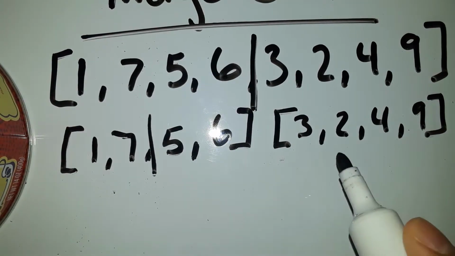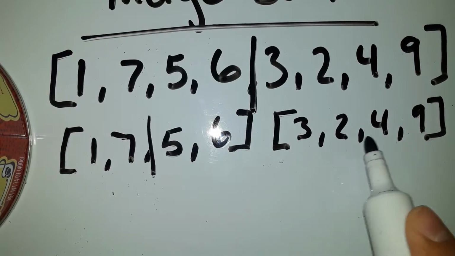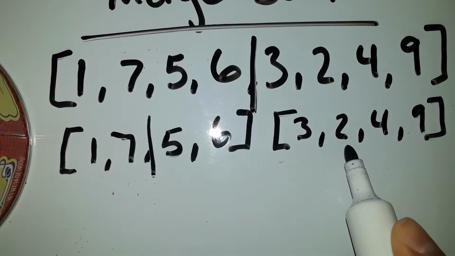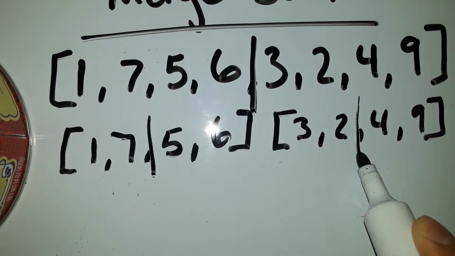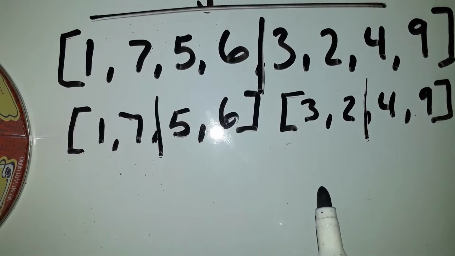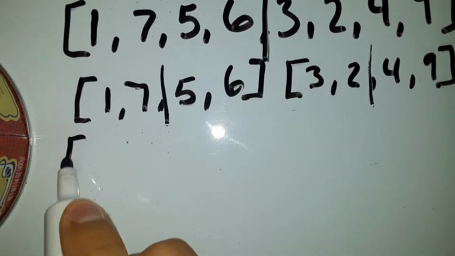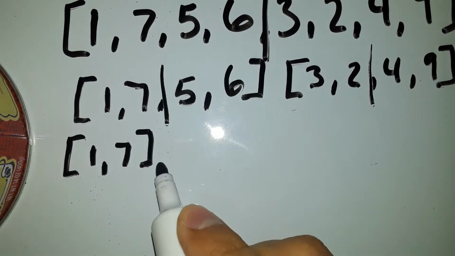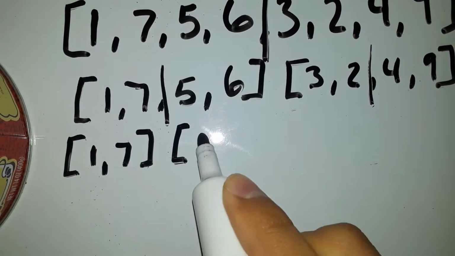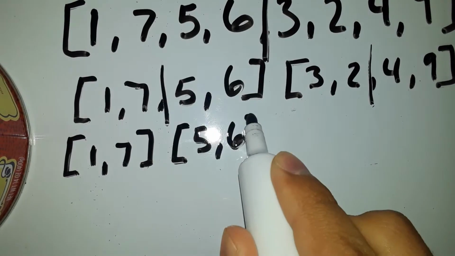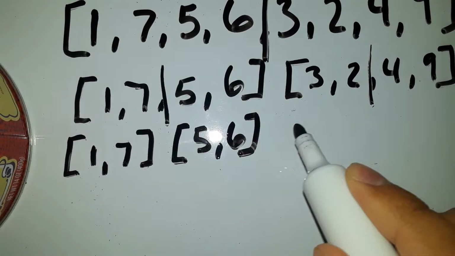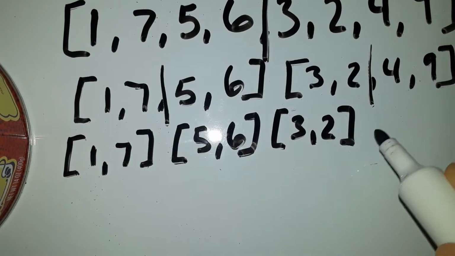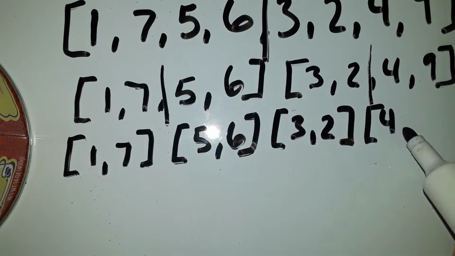I'm also going to do it over here as well. 1, 2, 3, 4 divided by 2 is 2. This is the 0 index, this is the 1 index, this is the 2 index, which means we split right here. And so now we have 4 different arrays. We have the 1 and the 7, then the 5 and the 6, then the 3 and the 2, and then the 4 and the 9.